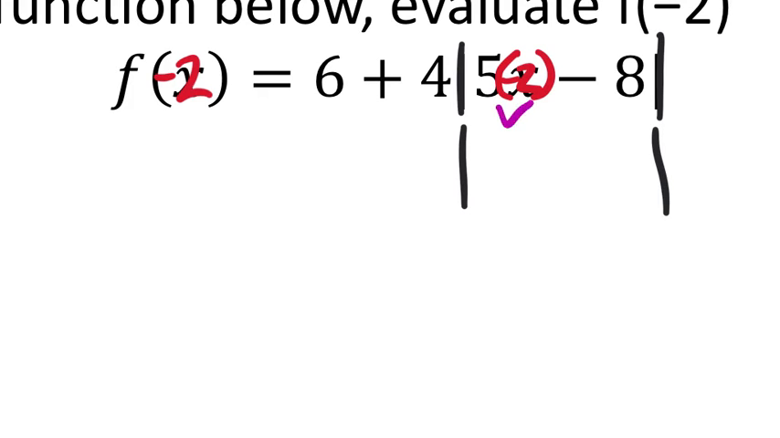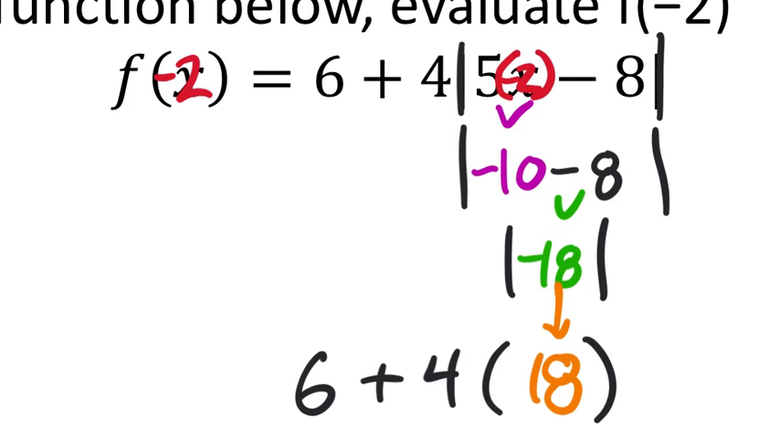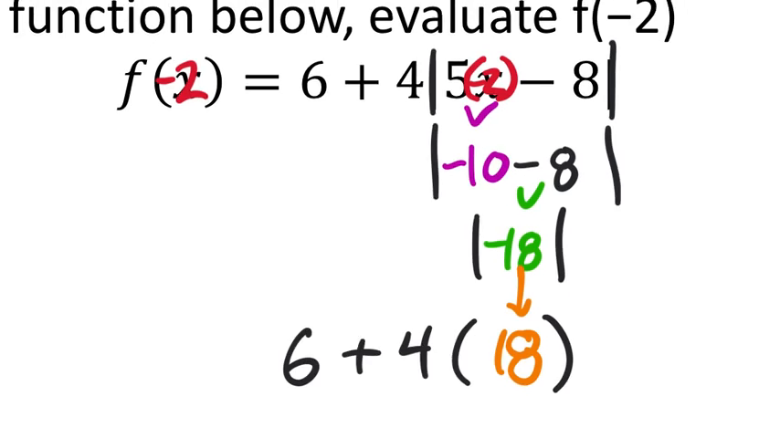So that'd be 5 times -2 is -10, and then we will subtract this 8, which would give us the absolute value of -18, which, by the way, is just 18. So everything on the outside, we didn't touch anything on the outside. So that's a 6 plus 4, and then we'll put that 18 in parentheses.